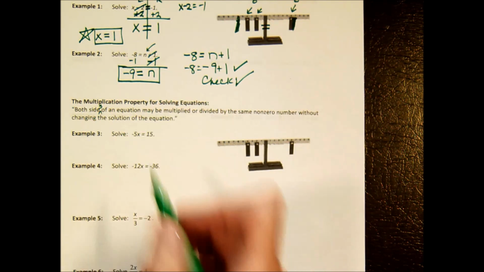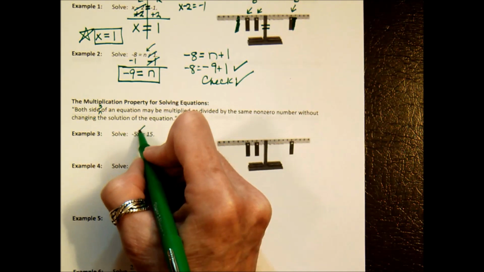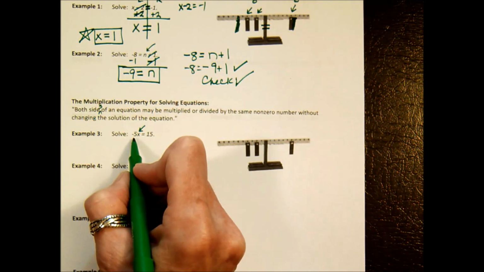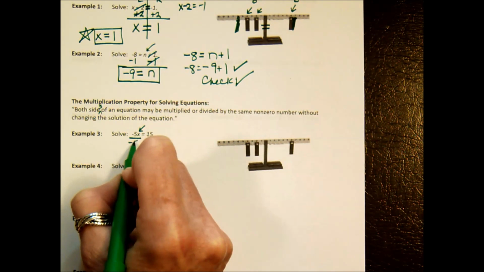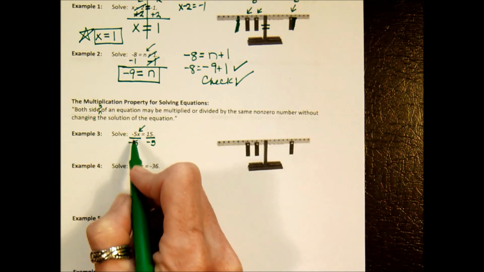So in this case, we have negative 5x equals 15. We go and we find our x. What's been done to it? It was multiplied by negative 5. What undoes multiplication? Division by the same thing. We divide by the same thing, not by the opposite.